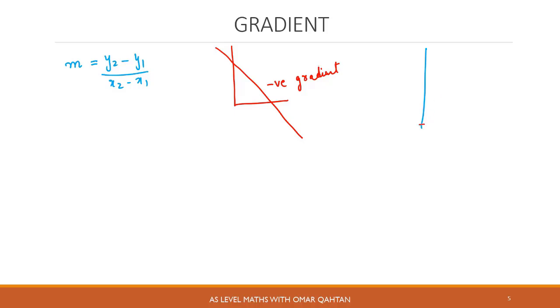If you have a line which is going somewhat like this, so this is a positive gradient.